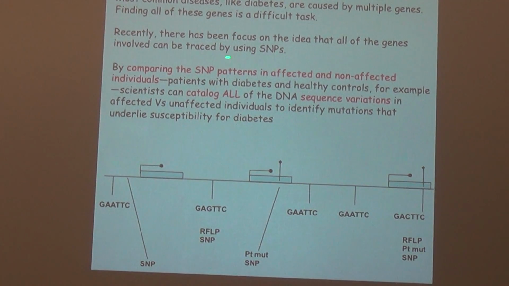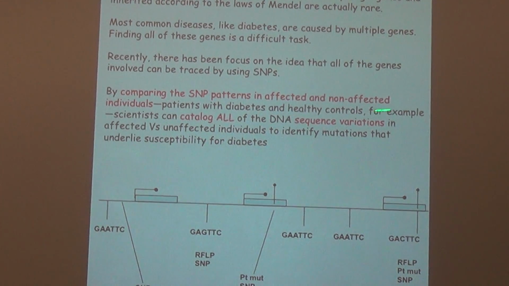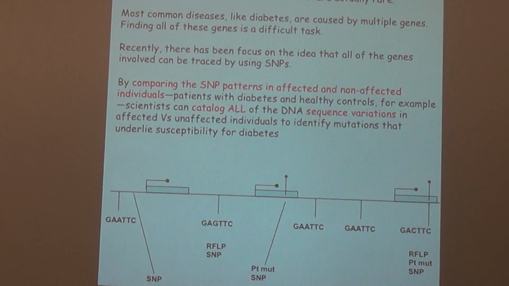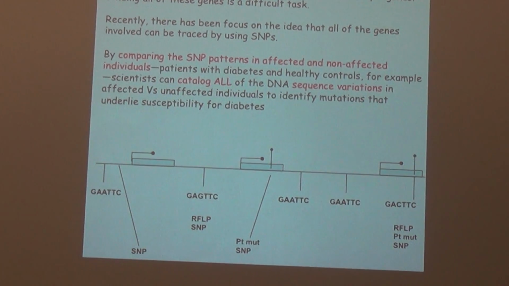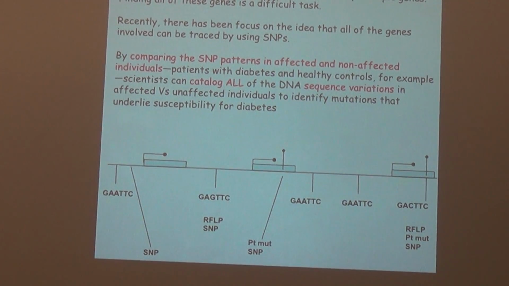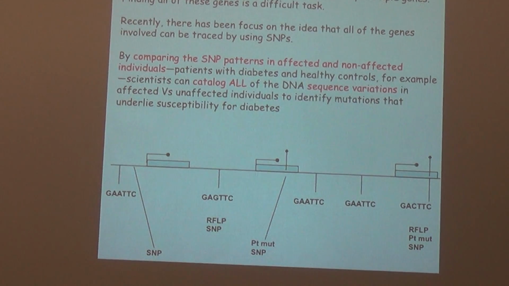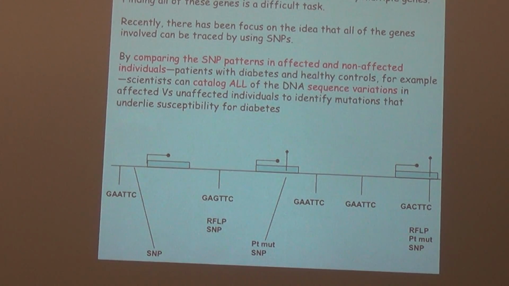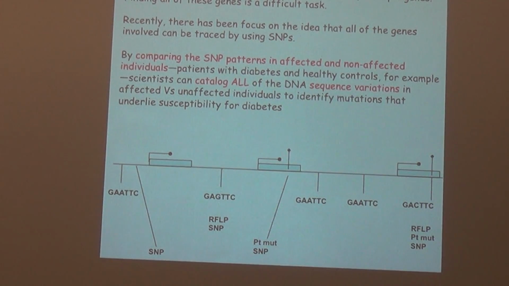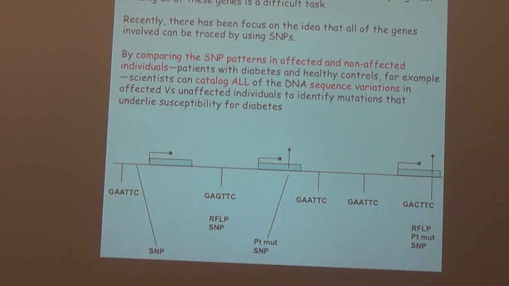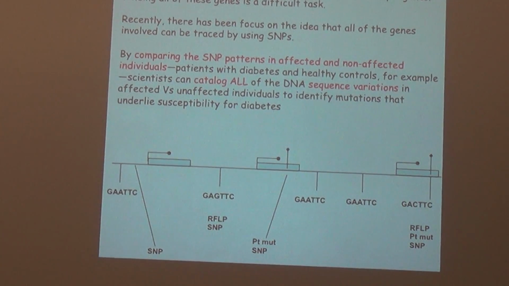So what we're going to do is compare SNP patterns of individuals who are affected and individuals who are not affected, and then we'll catalog all of the changes across the entire genome, and hopefully we'll be able to identify the location of a mutant phenotype based on that correlation. So we're going to do something very similar to what we were doing with RFLPs and pedigrees, except instead of using RFLP patterns, we're going to look at SNPs, single nucleotide polymorphisms. That's the only difference.